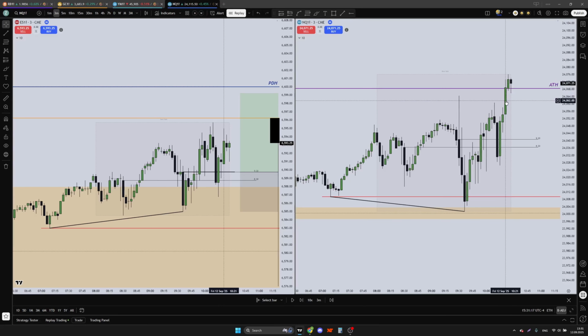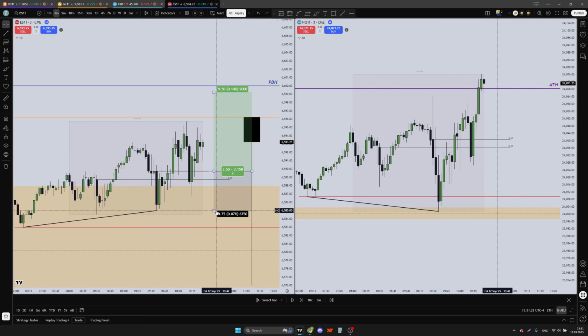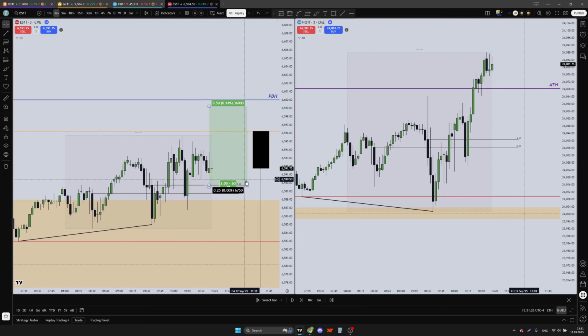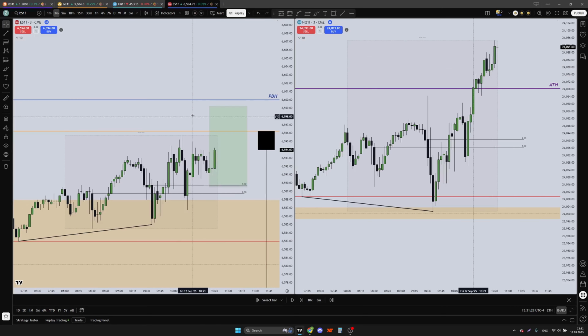and then NQ took the draw, right? Took all-time highs at the 10:21 candle, right? This one. So after that, I just moved my stop loss to break even, and price was just continuing to chop like this, right?